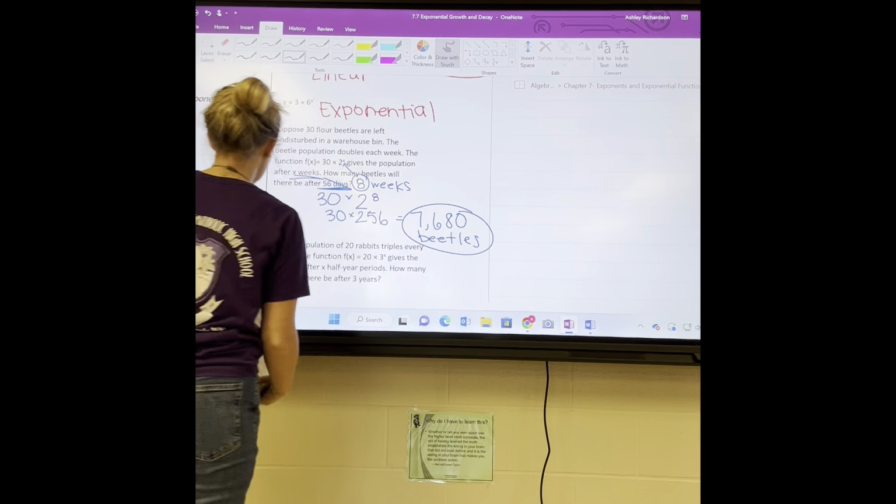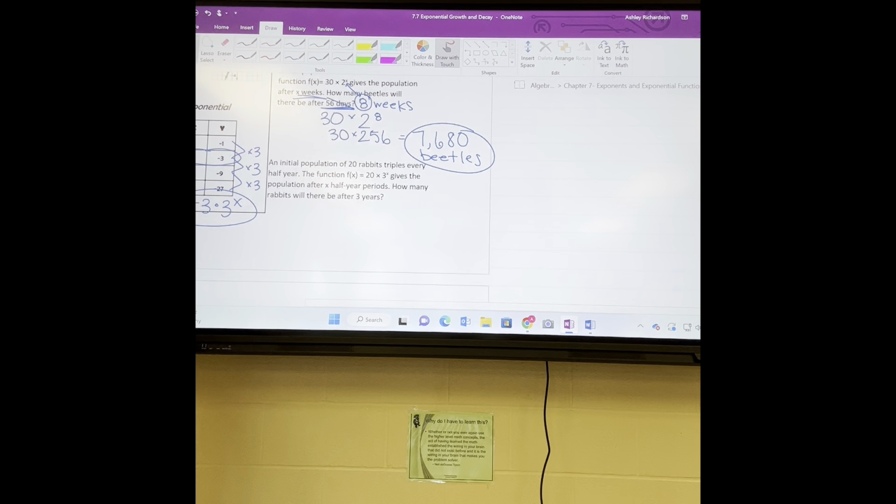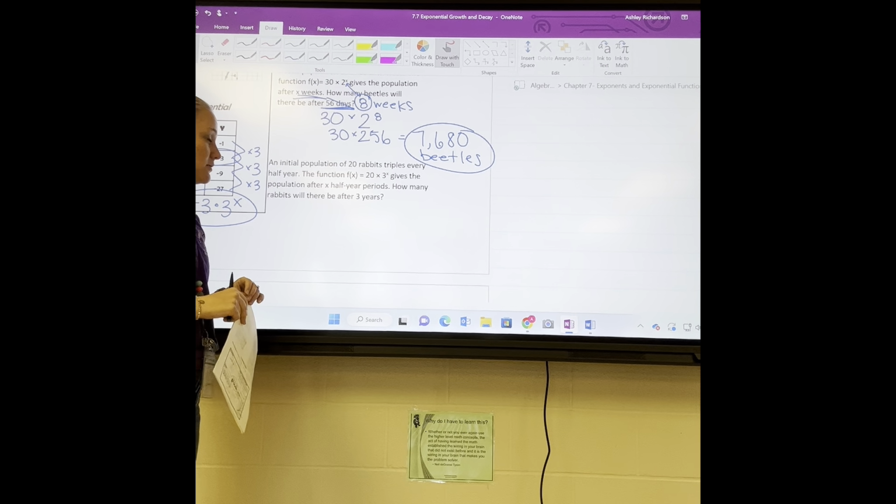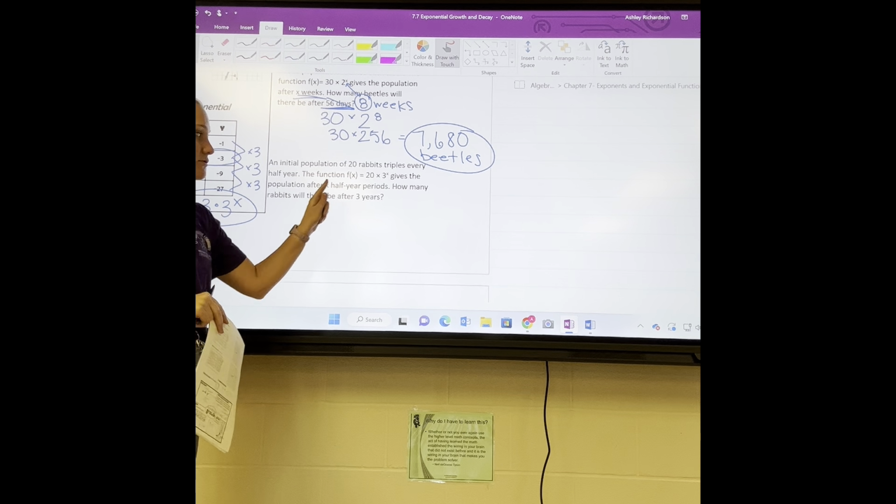Woohoo! Next one. An initial population of 20 rabbits triples every half year. The function f of x equals 20 times 3 to the x gives the population after x half year periods. How many rabbits will there be after 3 years?